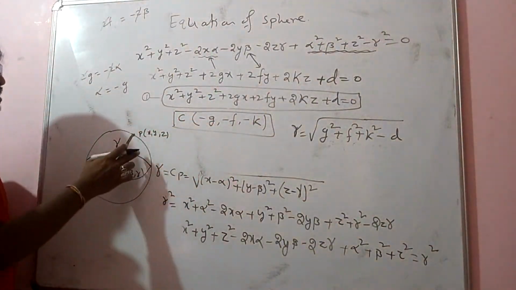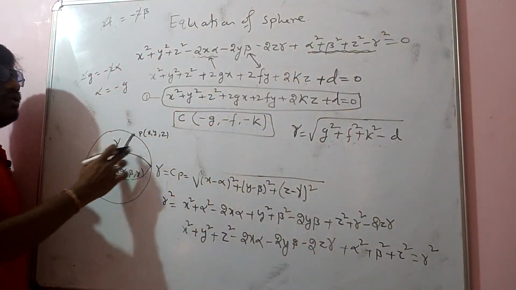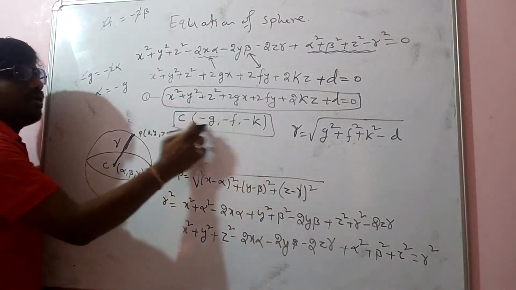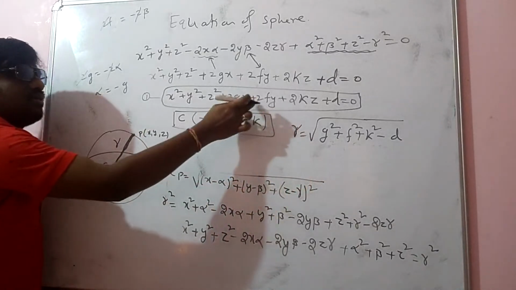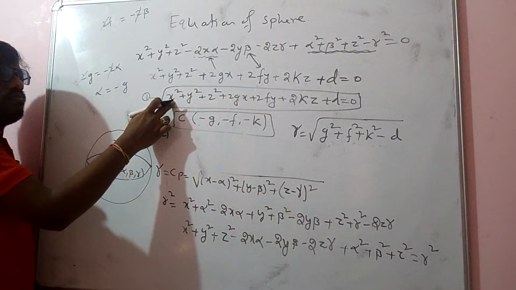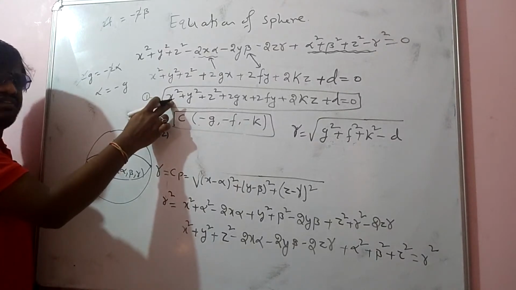So if this is the equation of the sphere, and the center of the sphere is minus g, minus f, minus k, you have to remember only these 3 points. Always remember these 3 points. This is the equation of the sphere: x square plus y square plus z square plus 2gx plus 2fy plus 2kz plus d is equal to 0.